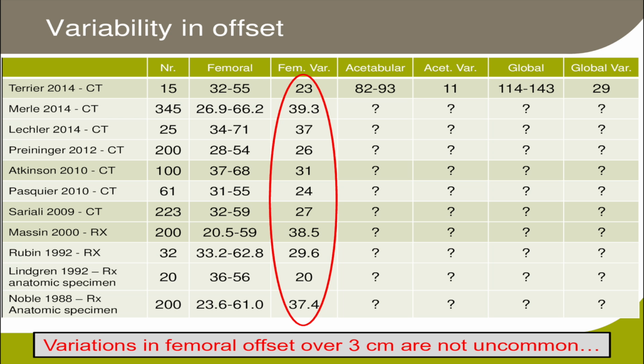Initial studies from the 80s and the 90s with standard radiographs, but then more precise studies with CT scan. And you see that the offset range between the smallest offset and the largest offset reaches 3 centimeters in a big population, even sometimes up to 4 centimeters.